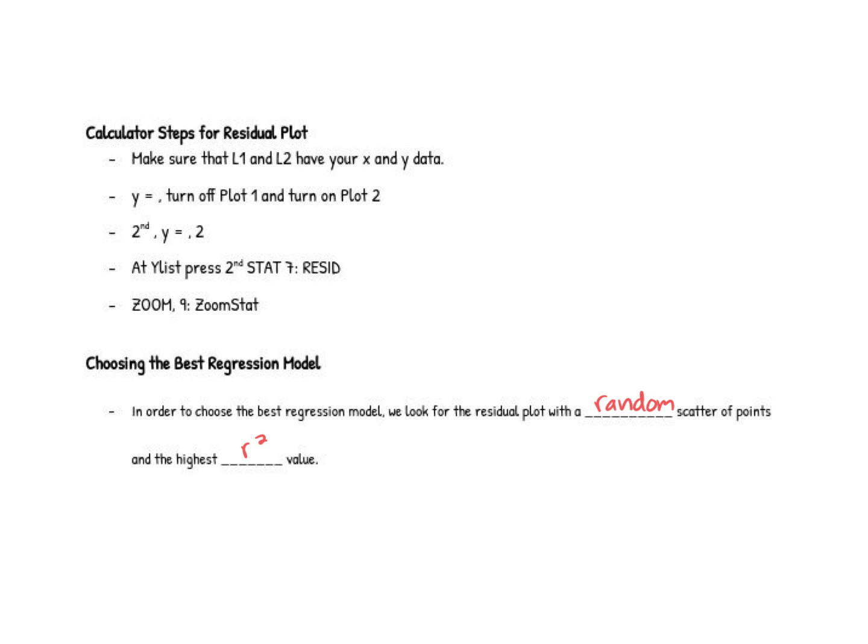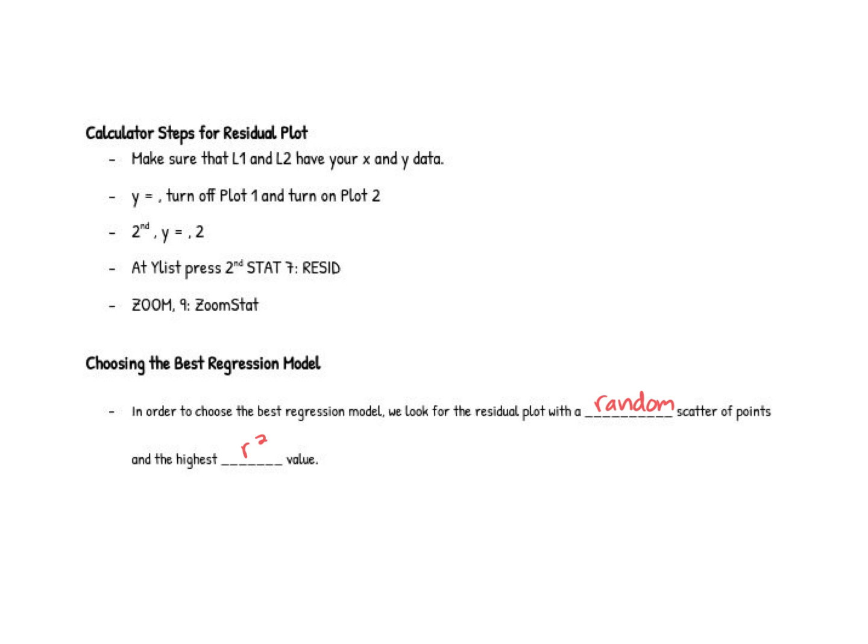So we have some calculator steps for creating a residual plot. You make sure that your data is in X and Y, and you make sure that your X and Y data is in L1 and L2. In Y equals, you will turn off plot 1 and you'll turn on plot 2. And then you'll hit 2nd Y equals 2. And you'll see Y list. So you'll go down there and you hit 2nd STAT 7 and then ZOOM 9.